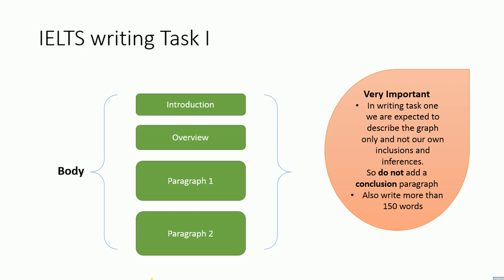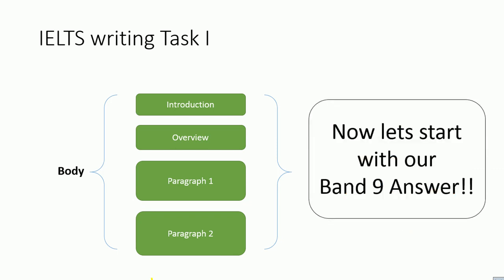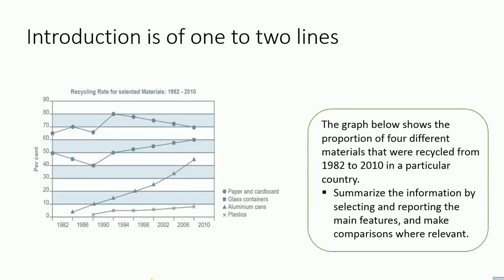In Writing Task 1, we are expected to describe the graph only and not our own conclusions and inferences. So do not add a conclusion paragraph. Also write more than 150 words. Now let's start with our band 9 answer. Here we go. So this was our question, and starting with introduction.